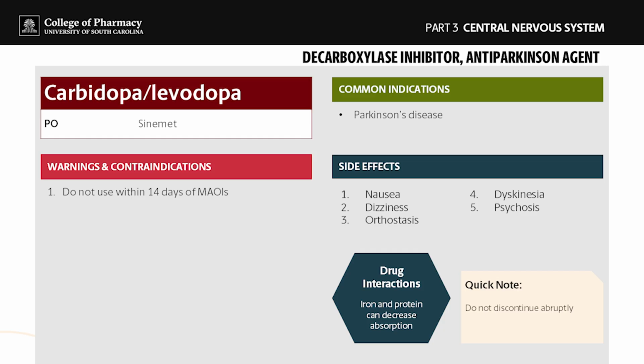Decarboxylase inhibitor, anti-Parkinson agent. This is a combination drug. It's Carbidopa, levodopa. The brand name is Sinemet, and the common indication is Parkinson's disease. Some side effects of this drug: nausea, dizziness, orthostasis, dyskinesia, and psychosis are common with this particular combination of drugs.